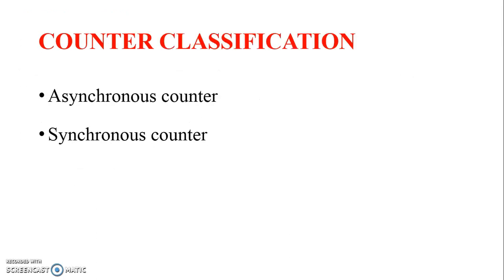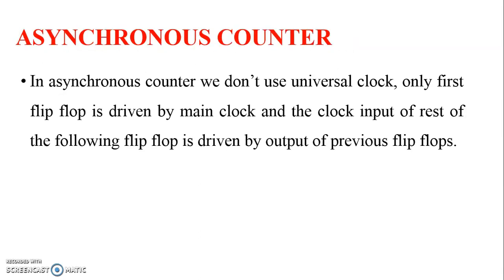Counter classifications. Counters are classified majorly into two types: one is the asynchronous counter and the other is the synchronous counter. In an asynchronous counter, we don't use a universal clock. Only the first flip-flop is driven by the main clock, and the clock input of the following flip-flop is driven by the output of the previous flip-flop.